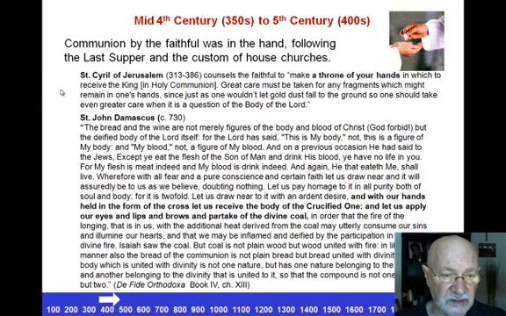St. John Damascus in 730 wrote, the bread and the wine are not mere figures of the body and blood of Christ, God forbid, but the deified body of the Lord himself. For the Lord has said, this is my body, not this is a figure of my body, and my blood, not a figure of my blood. And on the previous occasion, he had said to the Jews, except you eat the flesh of the Son of Man and drink his blood, you have no life in you. For my flesh is meat indeed, and my blood is drink indeed. And again, he who eats me shall live.